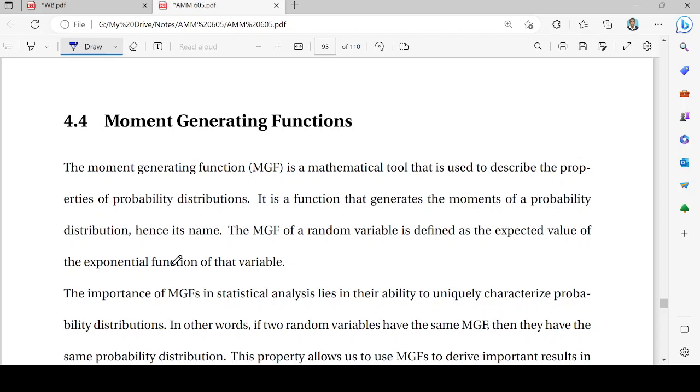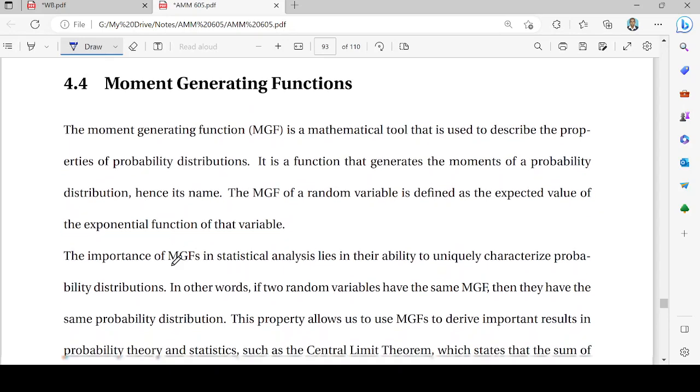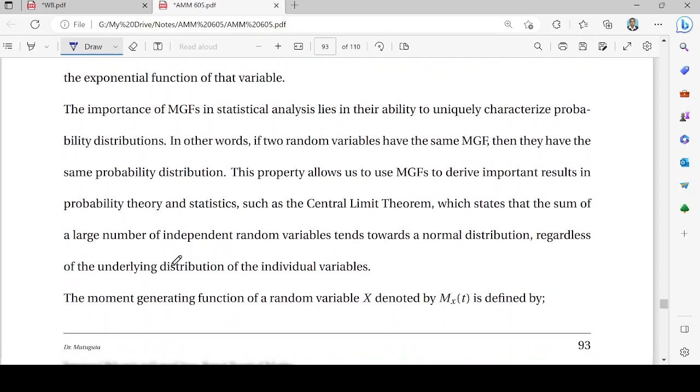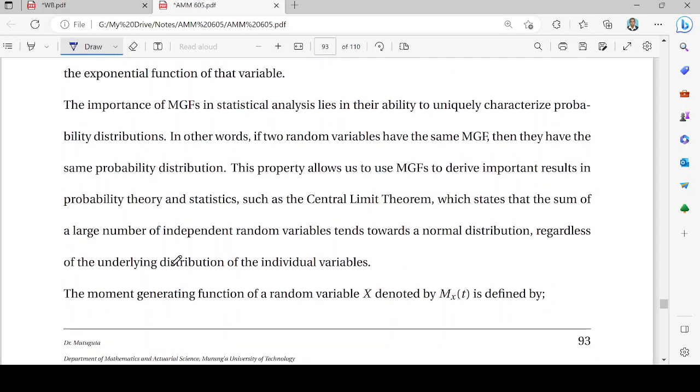The importance of MGF in statistical analysis lies in the ability to uniquely characterize probability distributions. In other words, if two random variables have the same moment generating function, then they have the same probability distribution. This property allows us to use moment generating functions to derive important results in probability theory and statistics. One of them is the central limit theorem, though we will not be going to that extent in this course.